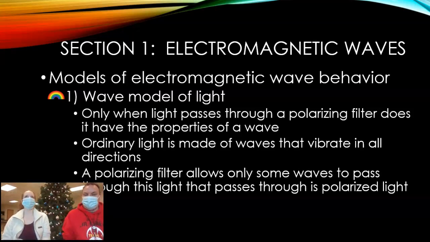And we've got 2 models to do this with. We've got the wave model, which light is literally going to look like a wave. Okay? And we're going to talk about this thing called a polarizing filter. When light passes through one of these polarizing filters, will it have the property of a single wave? Otherwise, it's going to be waves that are going in all directions.